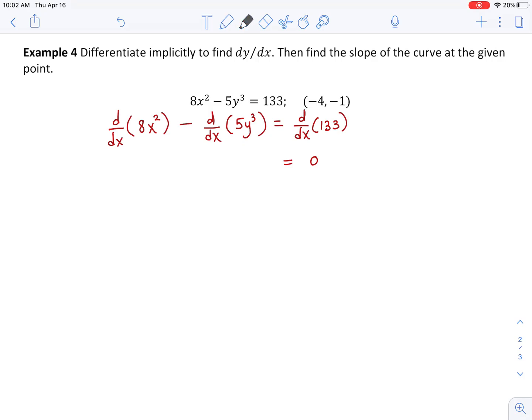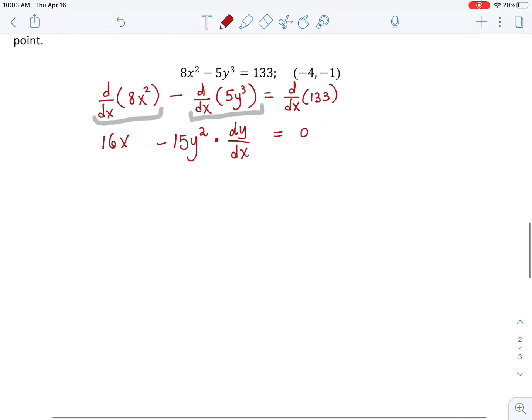And the derivative of 133, as you know, is just 0. All right. I like this one. Simple, right? Derivative of 8x squared with respect to x is simply 16x. But this one is written in y. This is the guy that you're going to have to use the chain rule. So do the extended chain rule, bring down that 5 and write it as negative, bring down that 3 and write down the new coefficient of 15y squared, but don't forget to multiply this by dy dx.